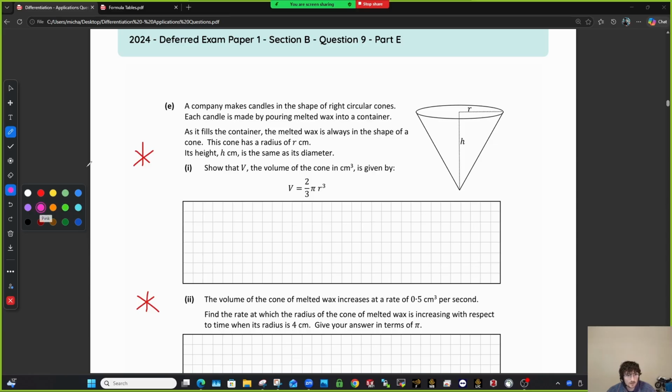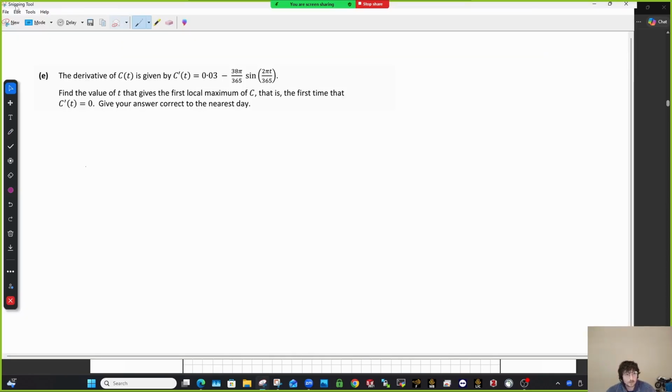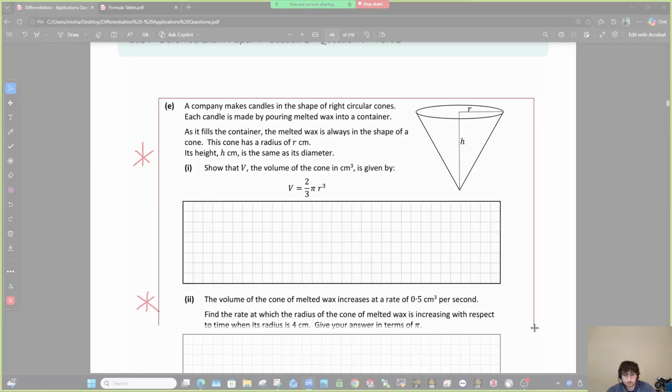Anyways, so pause the video, give these two parts a go, of course. And I'll snip them out here. We'll start working through them.